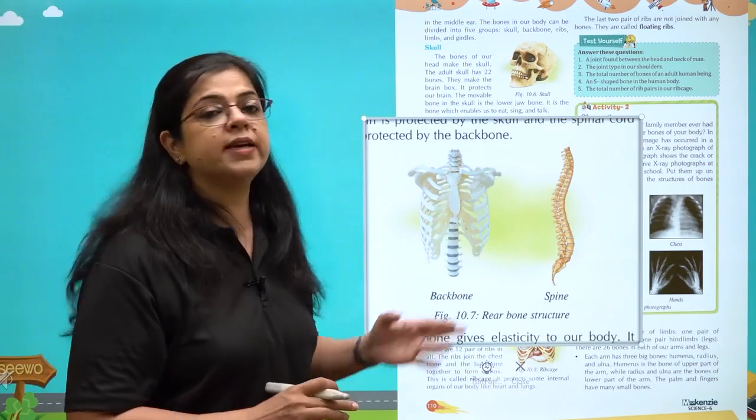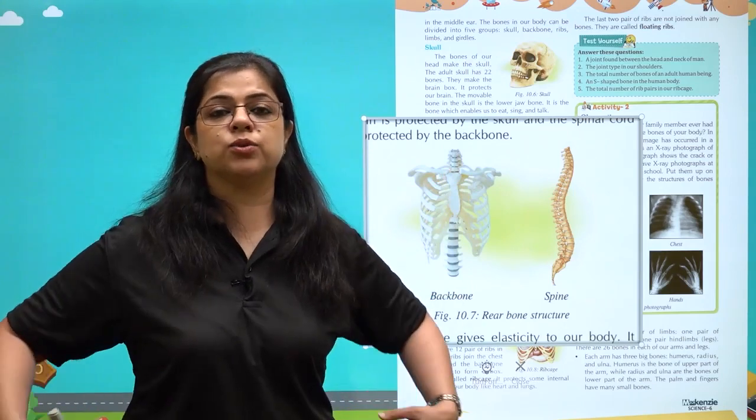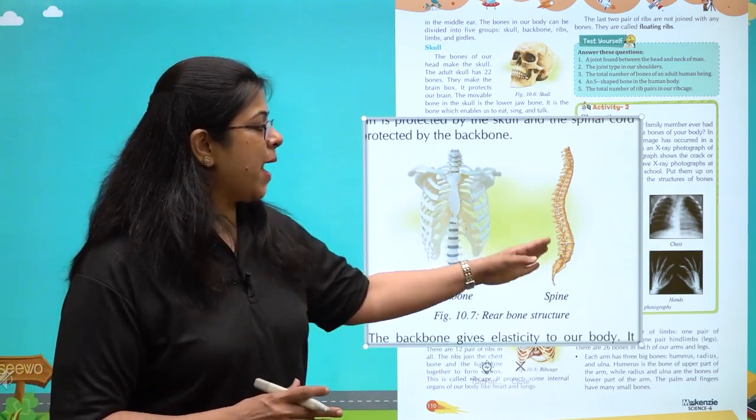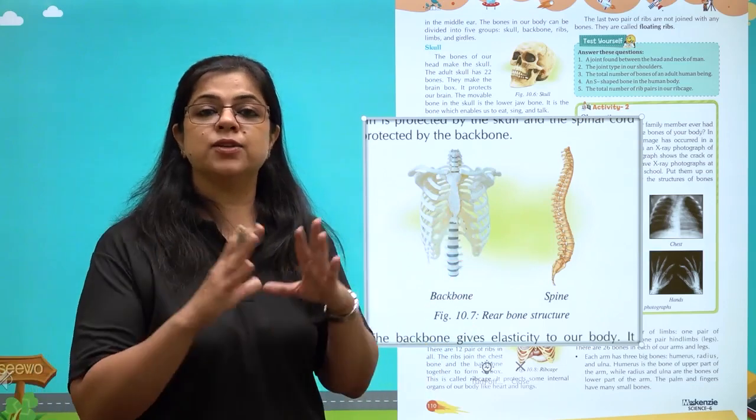There are two floating ribs जो पीछे से connected होती हैं but front में connected नहीं होती हैं. The back of the rib cage is connected to the backbone.